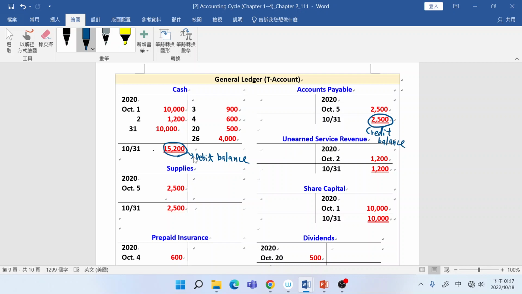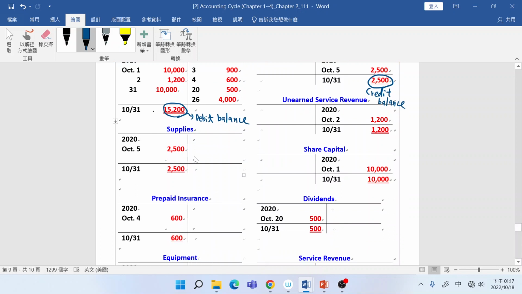Okay? So debit balance, credit balance, just tell you on which side, debit or credit, you will find the final amount, right? So for supplies, the balance is on the debit side, so we call it debit balance. For share capital, the balance is on the credit side, right? So we call it credit balance. Okay?